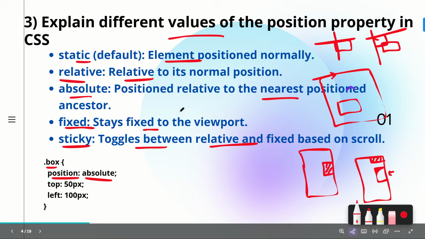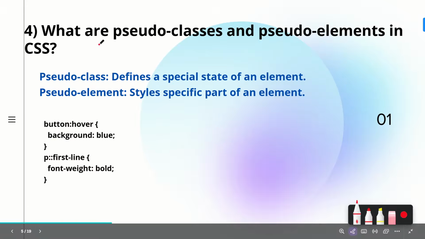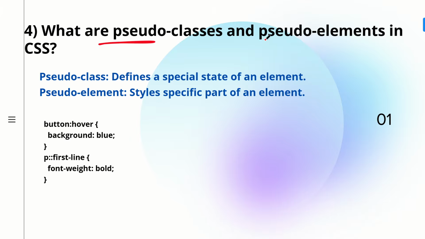Yeah, these are the different values of the position property in CSS. Let's see the next question: what are pseudo classes and pseudo elements in CSS? So let's see what are pseudo classes and pseudo elements.